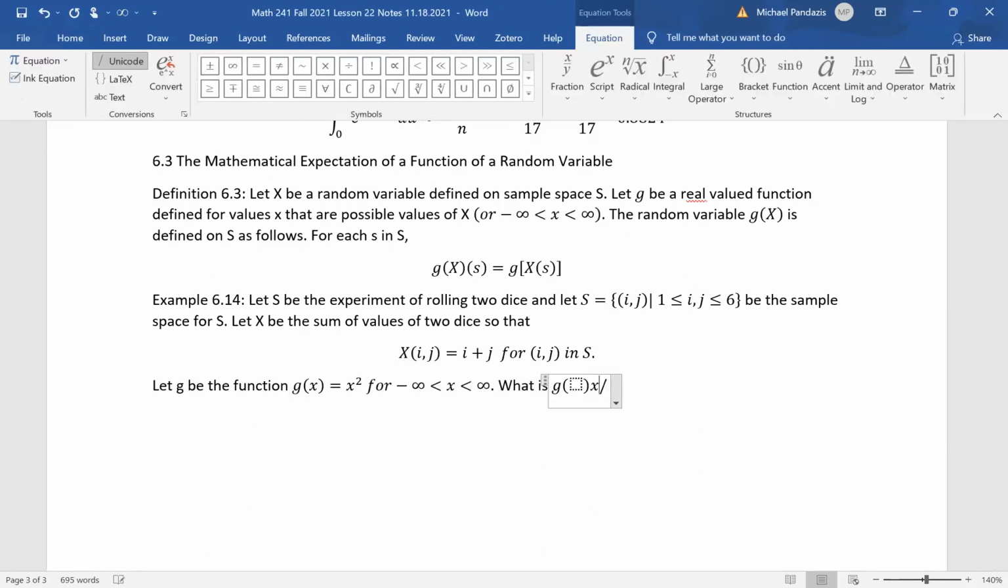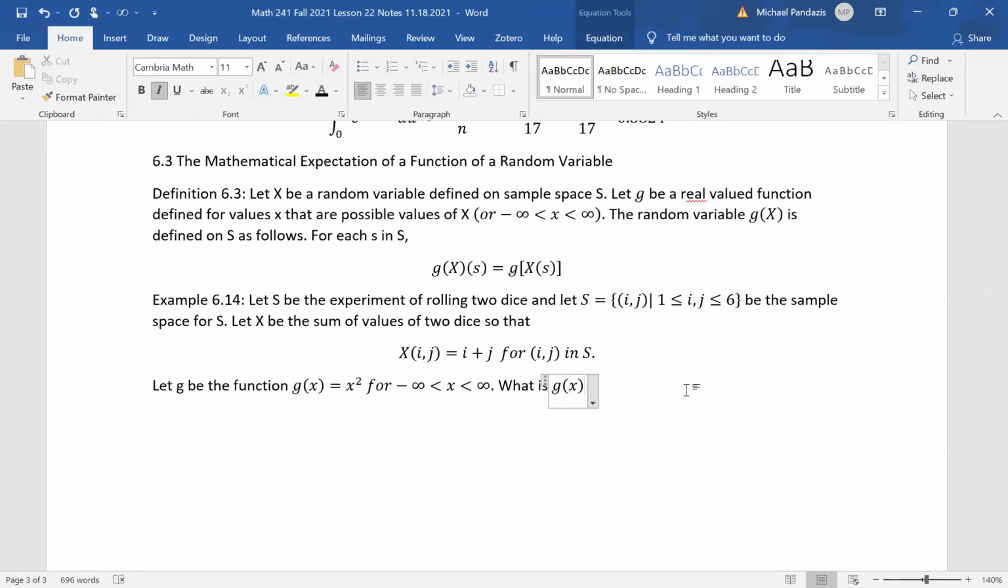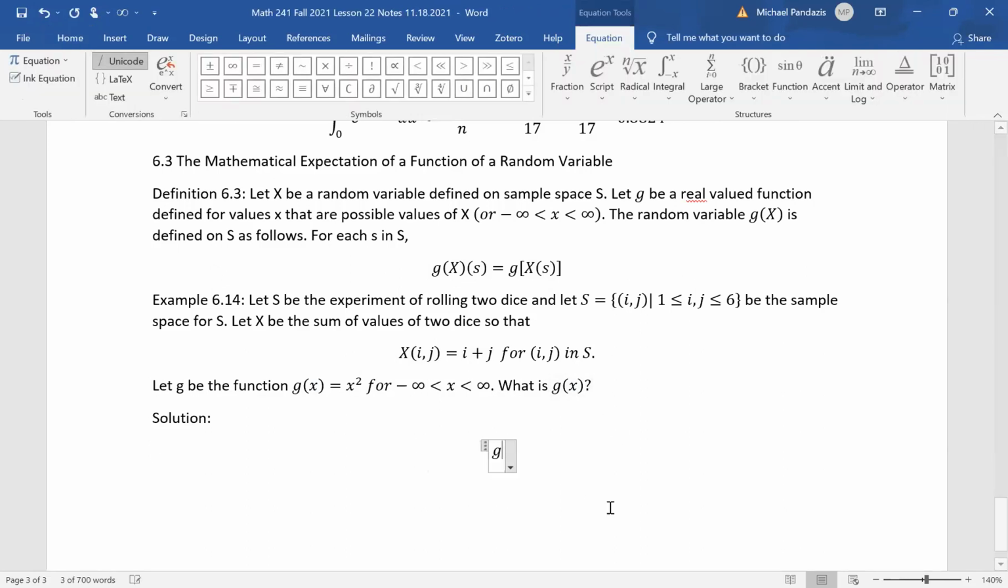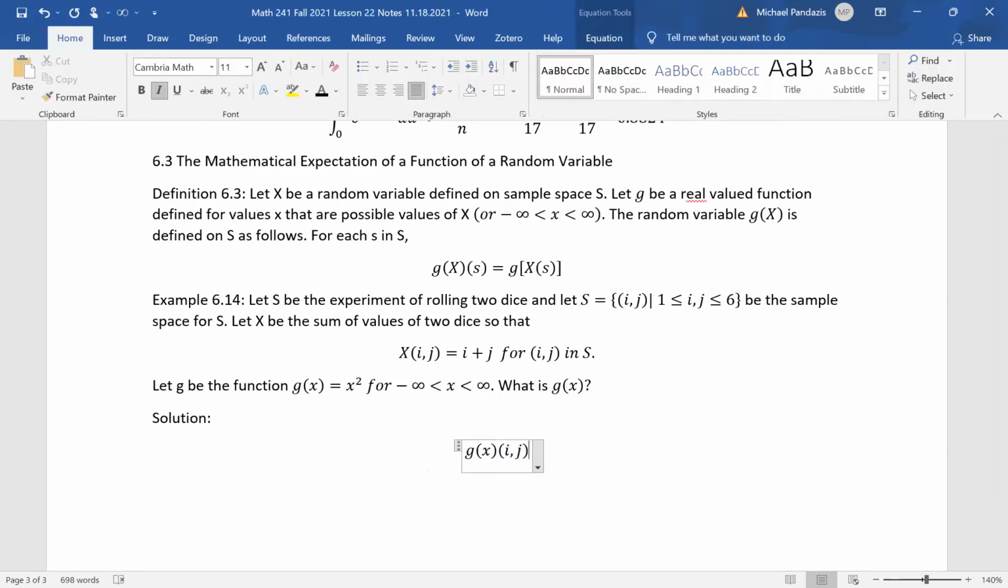What is g of X? By saying what is g of X, what we're saying is what is the function g of X? Because a random variable is a function. So g of X as a function has as an input (i, j). g of X is a random variable, and just like any random variable, each input is a simple outcome of your experiment, which is an ordered pair, in this case (i, j). And so g of X of (i, j) is equal to g bracket X of (i, j).